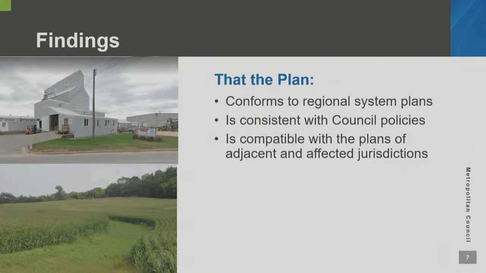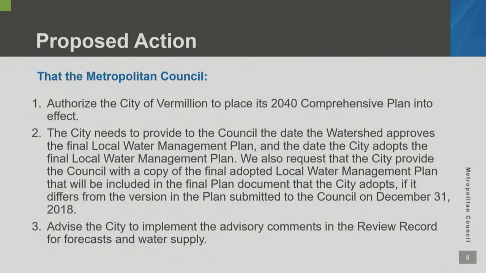So the plan before you today conforms to regional system plans, is consistent with council policies, and is compatible with the plans of adjacent and affected jurisdictions. Again, the adjacent being just Vermillion Township, and then of course Dakota County as well. It's kind of a lot, I'll read through it just so it's on the record. The proposal for you today and then to the council is that we authorize the City of Vermillion to place its 2040 plan into effect.